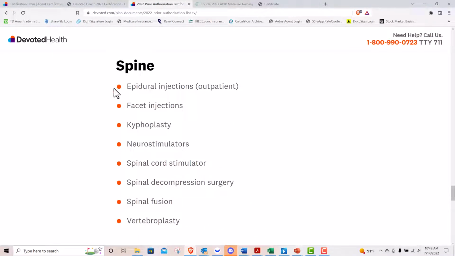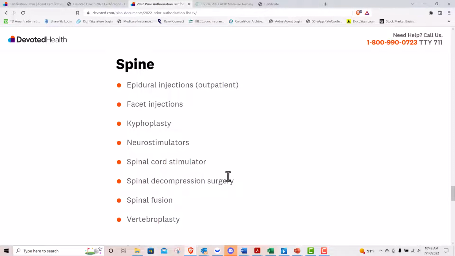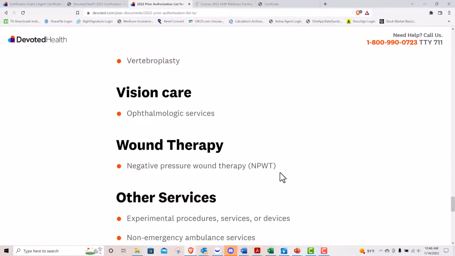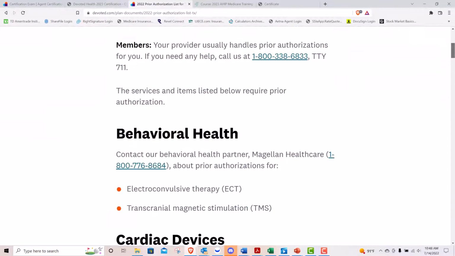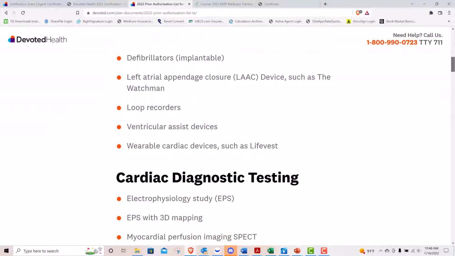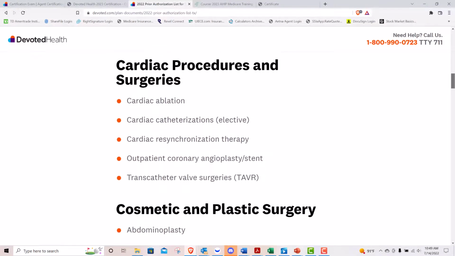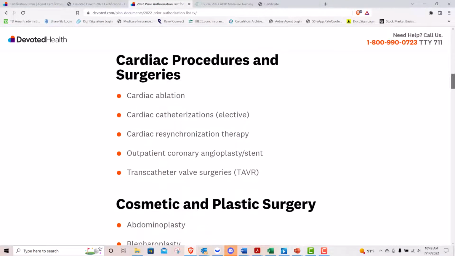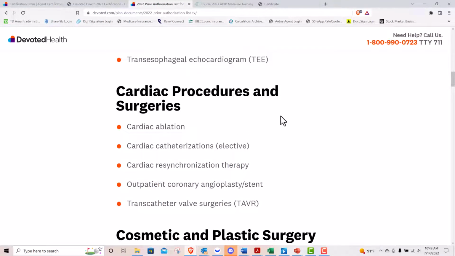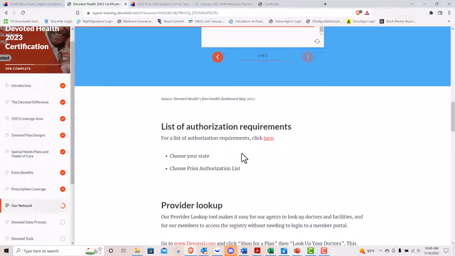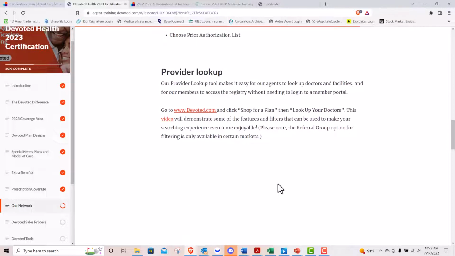Now, I'm sure a lot of these with the spine also have to go through original Medicare's prior authorization as well, but many of the other services won't. So just make sure your client knows that many of these services that need prior authorization will be a small little hiccup for them and their providers when they're getting care. But let's go back to the exam. All right, we looked that up. It's pretty cool.